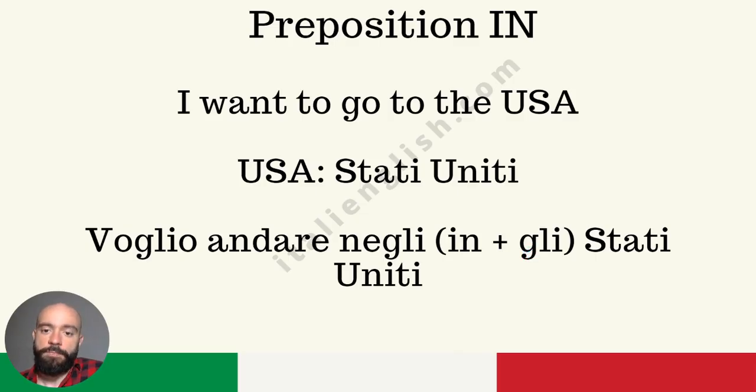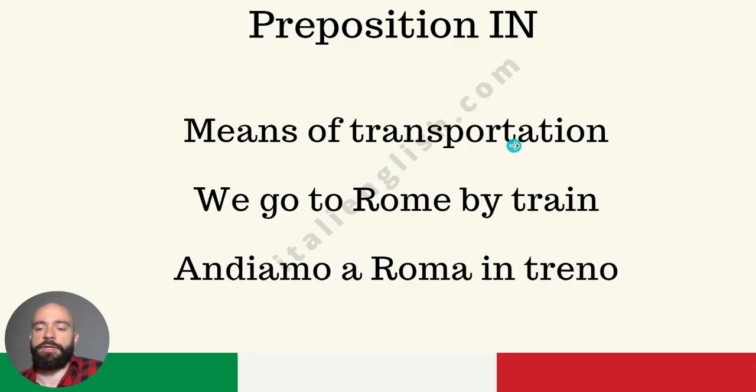Okay? Next one. Means of transportation. Super easy. We go to Rome by train. Andiamo a Roma in treno. Treno is train. That being said, let's do a quick exercise on the fly about means of transportation. I will tell you some names of means of transportation and you will write them down. Let's start with treno. You already have it in front of your eyes. Write it down.